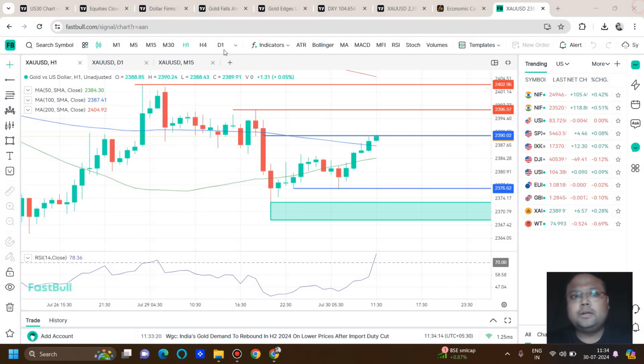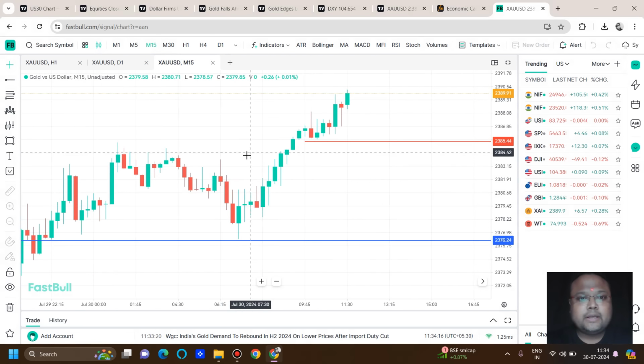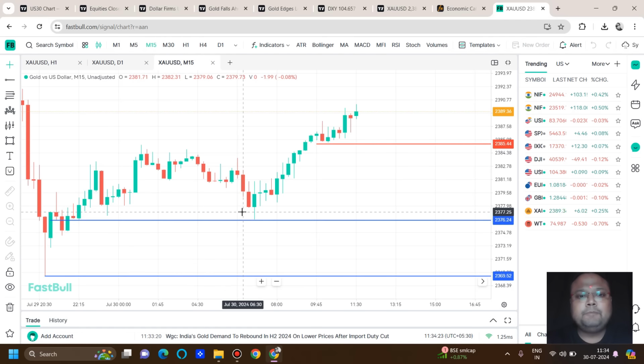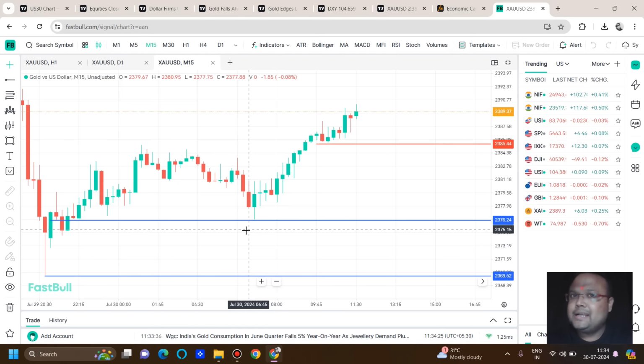Let me take you to the 15 minutes time frame, so you can see properly. This is the 15 minutes chart, and you can see this is the level of 2376. So if the selling pressure is not very high, there is a good chance that the market will at least bounce from this area.